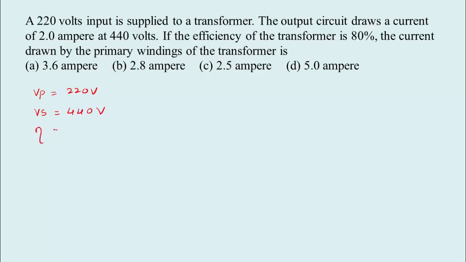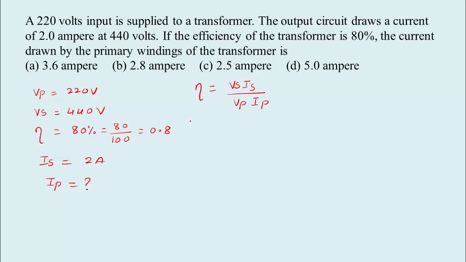And efficiency is 80%. So 80% means 80 divided by 100, that gives 0.8. This is efficiency eta value. And current across secondary is given, that is 2 ampere. So we want current across primary. Again we can use the same equation, that is efficiency eta equal to VSIS divided by VPIP. We can use this equation, substitute the values.